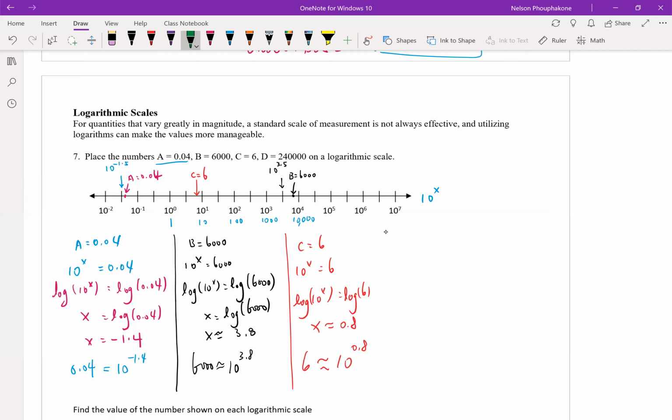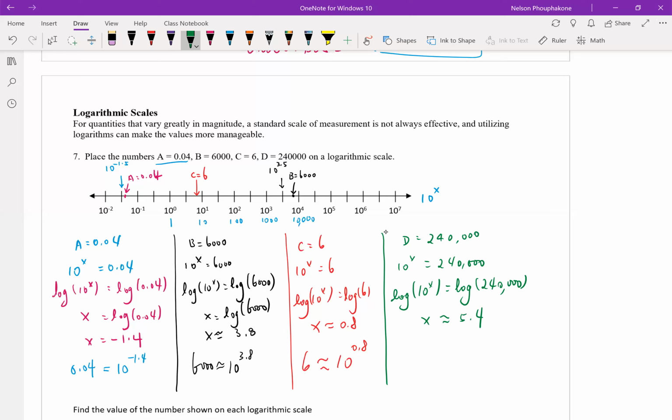Meaning here is actually my C now. Okay, now the last one is D. 240,000. Wow, it's a really big number, huh? Then I have 10 to the x equal to 240,000. Then the common log of 10 to the x equal to the common log of 240,000. And then I have x is roughly about 5.4.